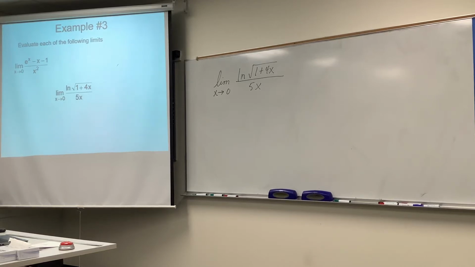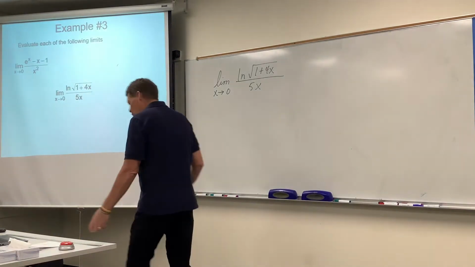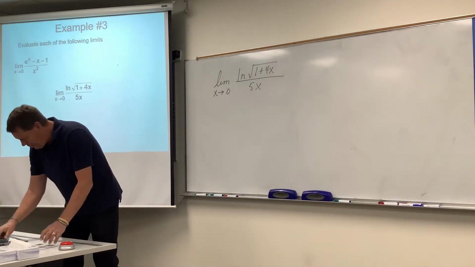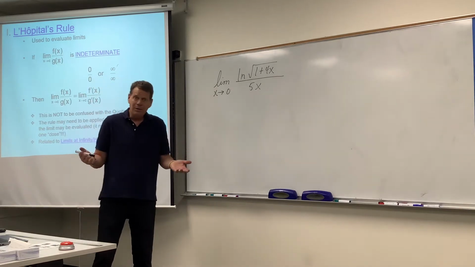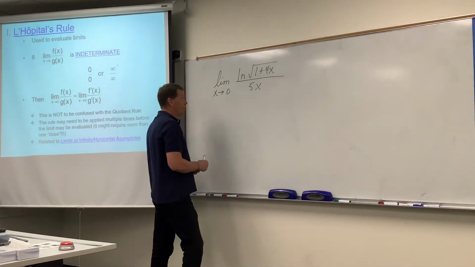Here we go, L'Hopital's rule, example 3, part B. We're taking the limit of a fraction, which again always opens up the possibility of L'Hopital's rule. But we've got to check to see, well, maybe if we just stick the number in, we'll get a number, right? So what I always do is I check the denominator first.